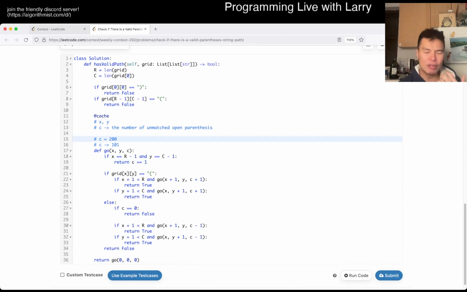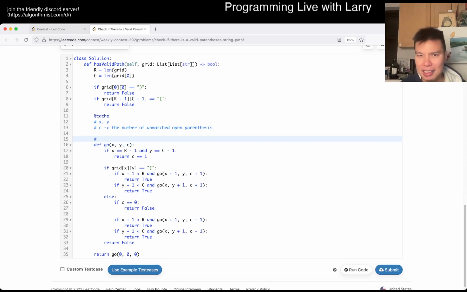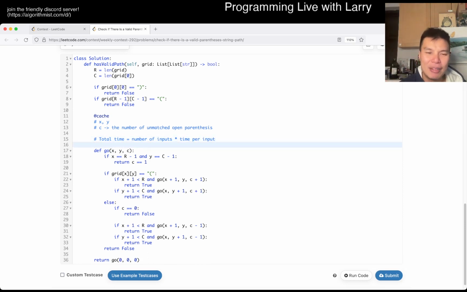But yeah, let's go over the complexity here really quickly. People ask me how to analyze these, right? The easy way to analyze dynamic programming or memoization is that total time is equal to a simple formula: number of inputs times time per input, right? Because time per input is literally time over input, and number of inputs is just the number of inputs, so the input cancels out and you get time. This is unit analysis, if you like. And therefore, let's figure it out.